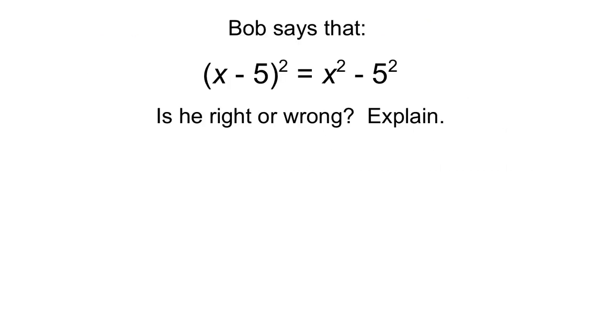Now, I want to point this out. Bob says that x minus 5 squared is just x squared minus 5 squared. Is he right or wrong? Why don't you pause the video and think through this before you check in?